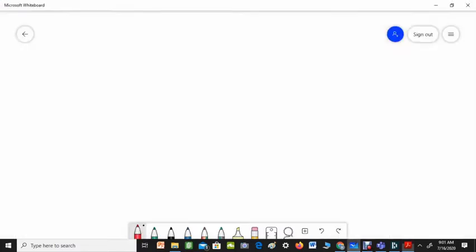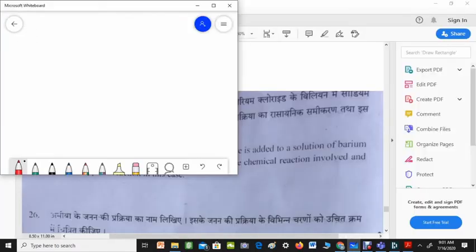So I am trying to write a word equation for this reaction. The reactants involved in this reaction are sodium sulfate, which reacts with barium chloride. So what are the products obtained over here?